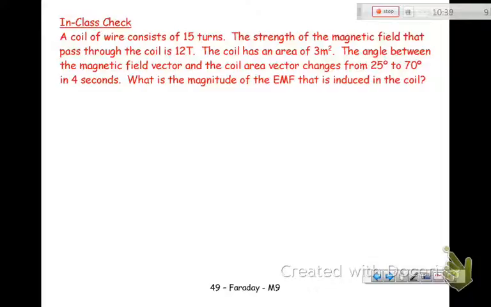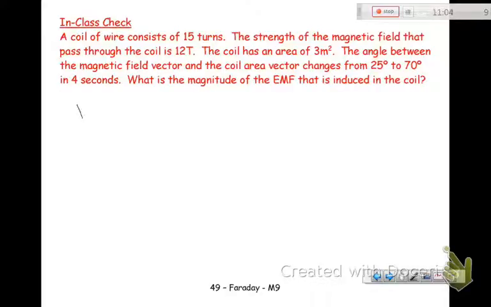A coil of wire consists of 15 turns. The strength of the magnetic field that passes through the coil is 12 Tesla. The coil has an area of 3 meters. The angle between the magnetic field vector and the coil area vector changes from 25 to 70 in 4 seconds. What is the magnitude of the EMF induced?